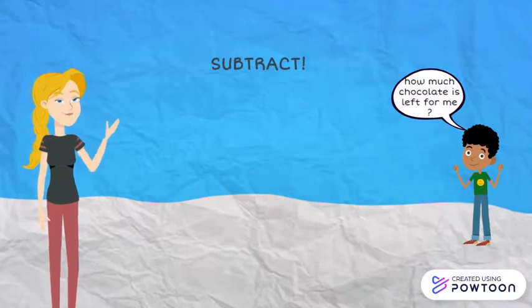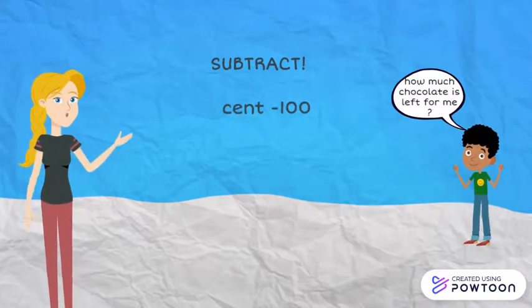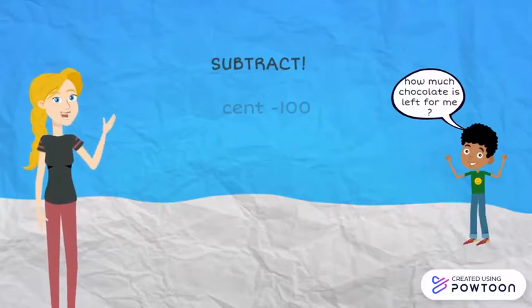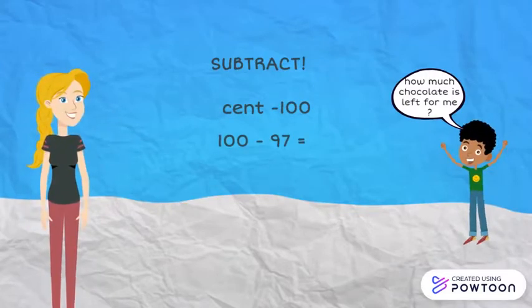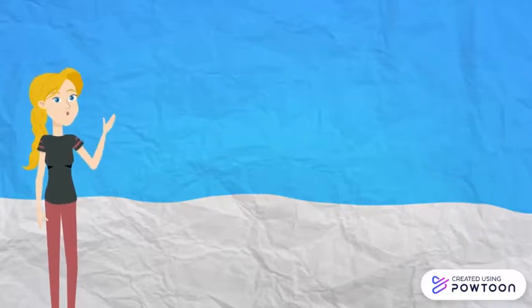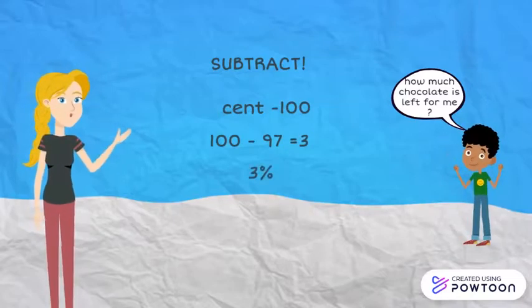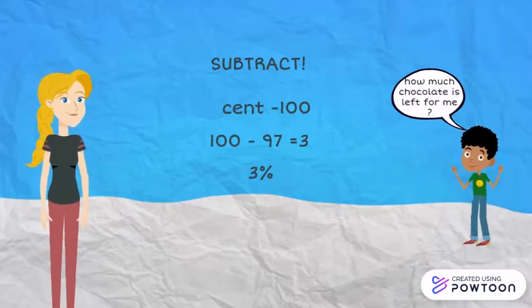But why do we subtract from 100? Well, because cent is 100. So, we divide the chocolate into 100 parts and take away 97 parts since we decide we're gonna eat that. Now, how much is left? Well, you're right again. James gets 3. Well, not just 3, but 3% since we divide the chocolate into 100 parts.